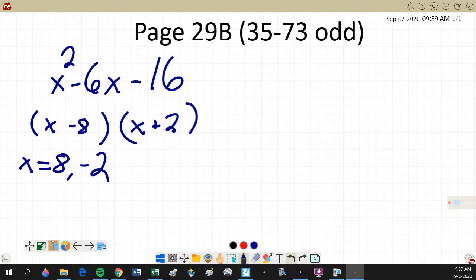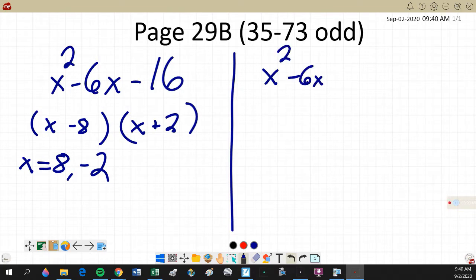Okay? But what if I was dealing with x squared minus 6x? Oh, that was minus 16. Let's do minus 14. Are there two numbers that multiply to be 14 and add to be negative 6? No, my only choices are 1 and 14 and 2 and 7. And there's no way to make a negative 6 out of any of those. So, does that mean that this quadratic misses the x-axis?